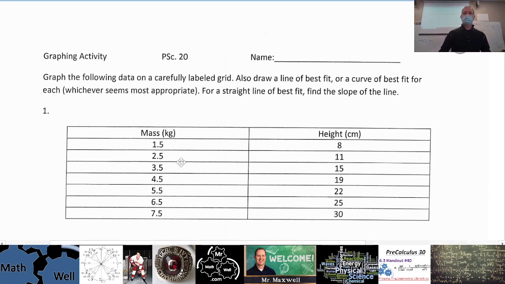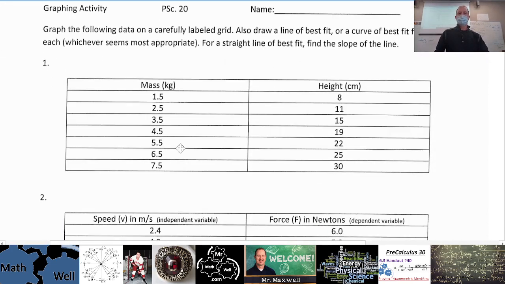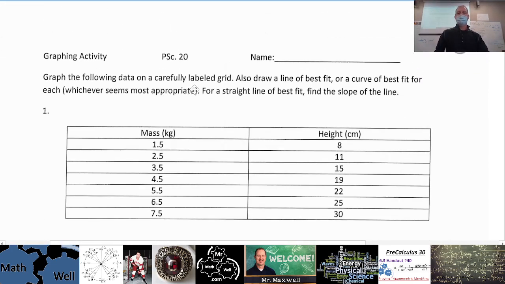Okay, so there are 2 questions here. Everybody watching? There are 2 questions here. Your job is to graph the following data on a carefully labeled grid. The grid is like your graph paper with a coordinate plane, the XY axis, just like we had on the previous page. After you've carefully created your graph, you're going to draw a line of best fit or a curve of best fit for each. As we mentioned, you're going to draw a straight line with a straight edge if the data points appear to be somewhat linear. If they appear to be curved, then you're going to draw a smooth curve through those.